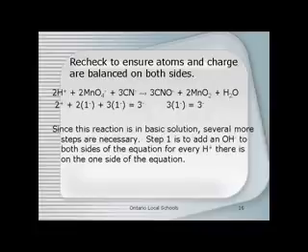Again, once we're done with step 7, we want to recheck to ensure that the atoms and charge are balanced on both sides. We have 2 hydrogens on the left, 2 hydrogens in the water on the right. We have 2 manganese on the left, 2 manganese on the right. We have 3 carbons on the left, 3 carbons on the right, 3 nitrogens on the left, 3 nitrogens on the right. For our oxygen, we have 8 oxygens in the MnO4 minus, and when we go to the other side, we have 3 oxygens in the CNO minus.